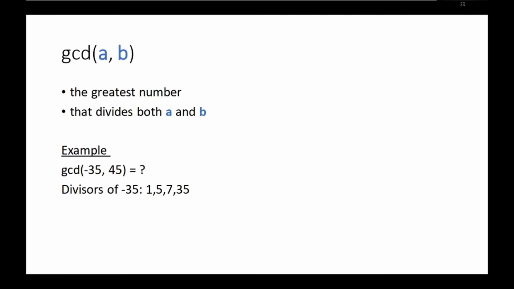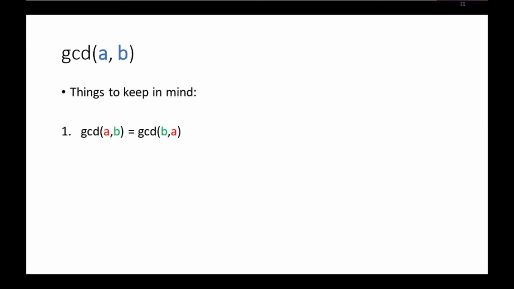So now we're going to list all numbers that divide 45. And now we're going to look for common divisors, so numbers that divide both minus 35 and 45. So those are numbers that appear in both lists. So those are 1 and 5. Now we're looking for the greatest common divisor, so that will be 5. So the GCD of minus 35 and 45 equals 5.